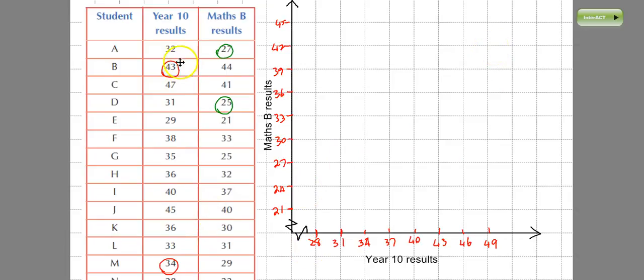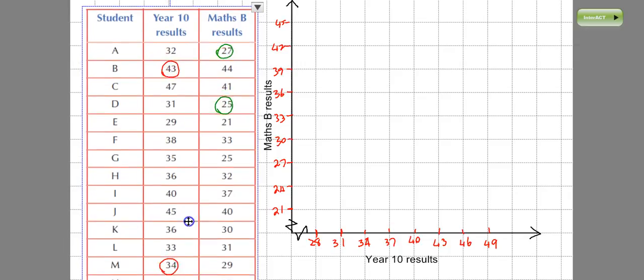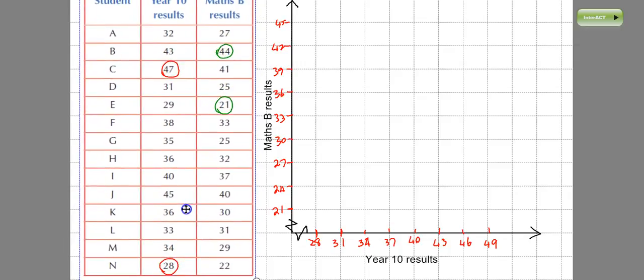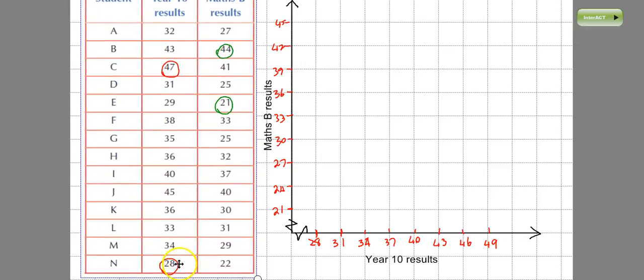So what I've done here is I've gone through the Year 10 results and I've circled the smallest number and the largest number, and I've done the same thing with the Year 11 results. So I know that my data, that's incorrect there, I must have moved this. There we go, that's better. 28 and 47. So I know that my lowest number on my horizontal axis has to be 28, and my highest one has to go at least to 47. So I set up my axes.